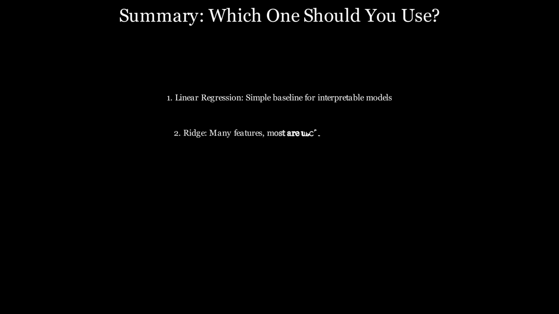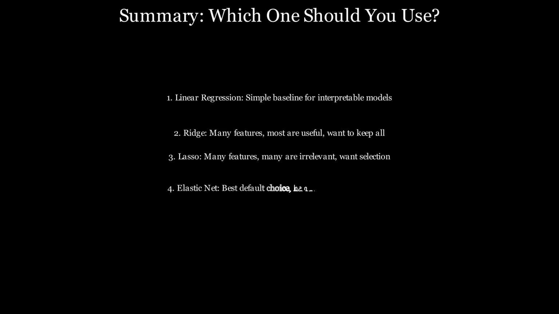Let's quickly summarize when to use each of these models. Always start with simple linear regression as a baseline. If it works well and is interpretable, you might not need anything more complex. Use Ridge when you have many features and you believe most of them contribute to the outcome. It will prevent overfitting without removing any features. Use Lasso when you have a huge number of features and you suspect many are just noise. Lasso will help you by performing automatic feature selection.